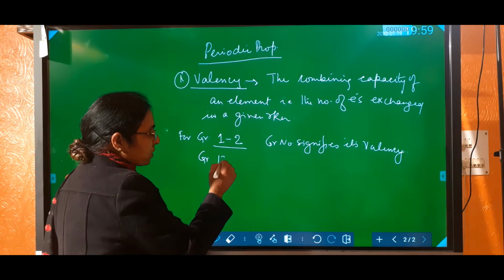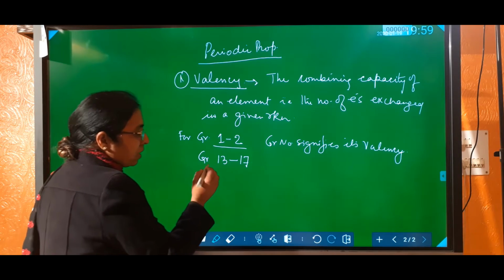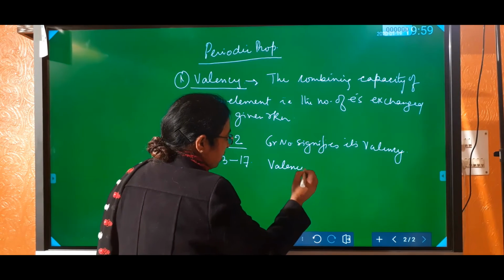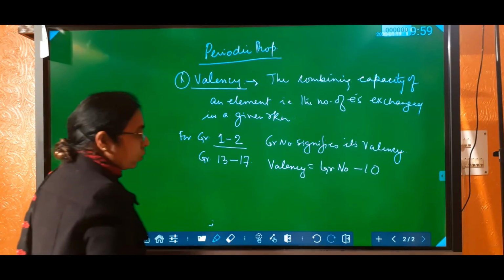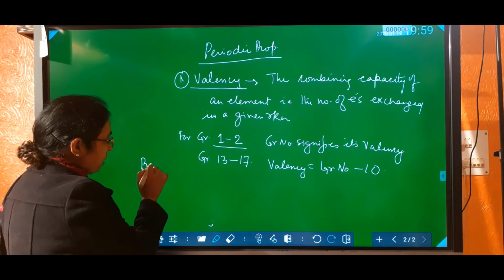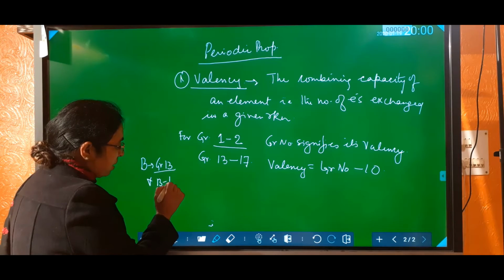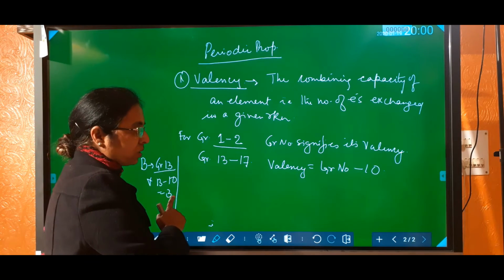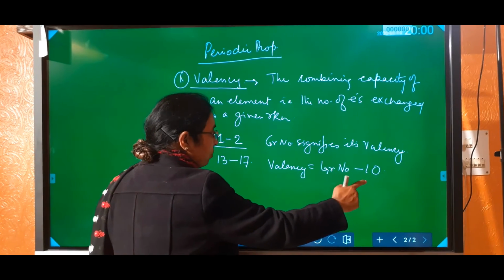Then for groups 13 to 17, the valency is equal to group number minus 10. Say, boron is in group 13, then its valency is 13 minus 10, that is 3. We will not write that its valency is 13, its valency is 3. So for groups 13 to 17, the valency is group number minus 10.